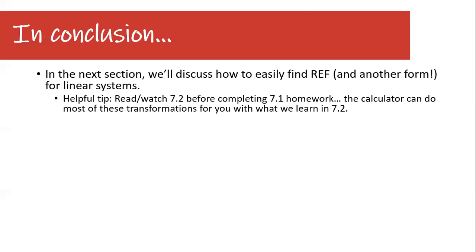So in conclusion, hold off on doing the homework for this section until you have listened to 7.2 or at least read 7.2. We're going to discuss how to easily put something into row echelon form without having to do too much by hand at all, right? We have our calculators, we want to know how to use them. So you're welcome to do these operations by hand and to sort it out. It's a little bit like a puzzle, but we're going to discuss how to easily get these solutions in our calculator in 7.2.